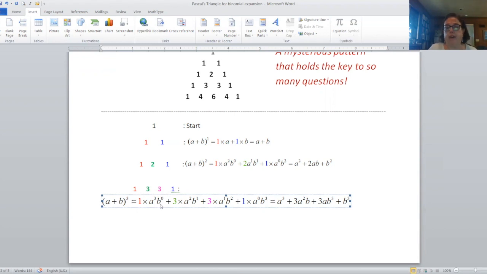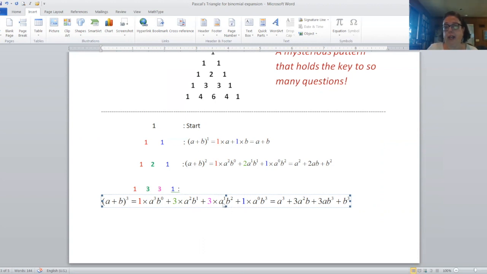And now everything follows from this. The exponent for a goes down by 1, a squared. The exponent of b goes up by 1, b to the first. And the coefficient is this green 3, 3a squared b. Now for the next term, the coefficient is the same. It's now the pink 3. The exponent of a goes down by 1 to a to the first, and the exponent of b goes up by 1 to b squared. 3a squared b plus 3ab squared.